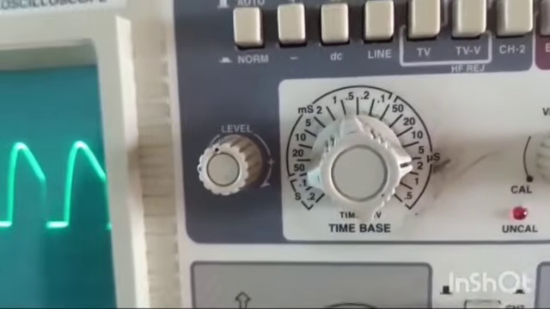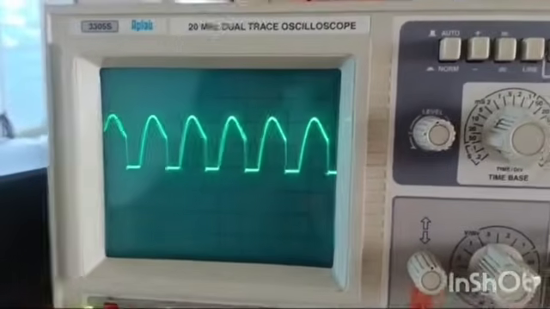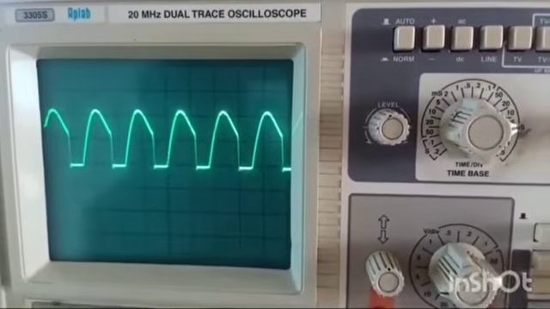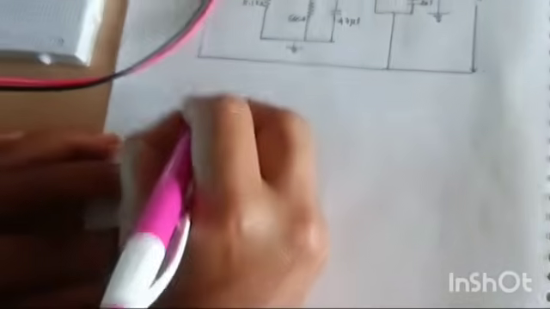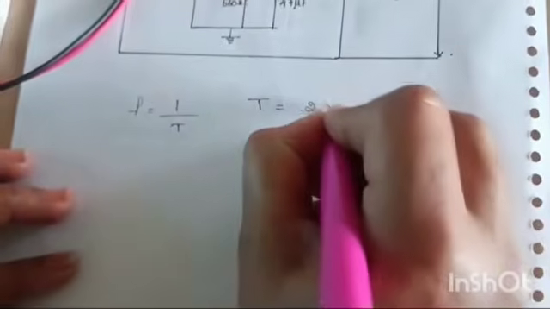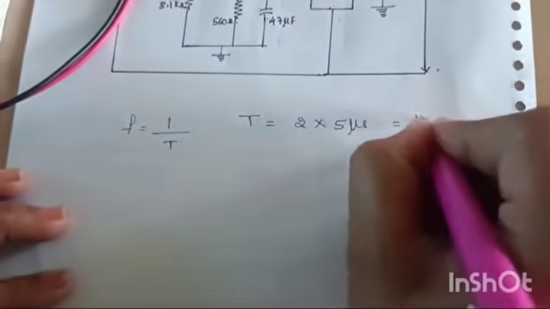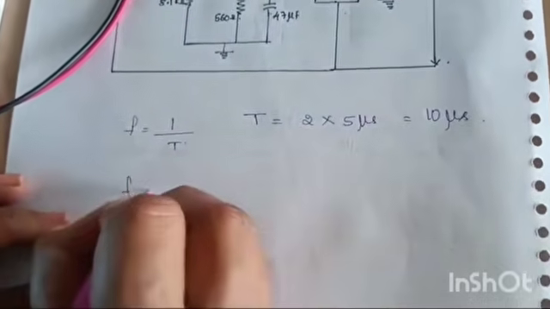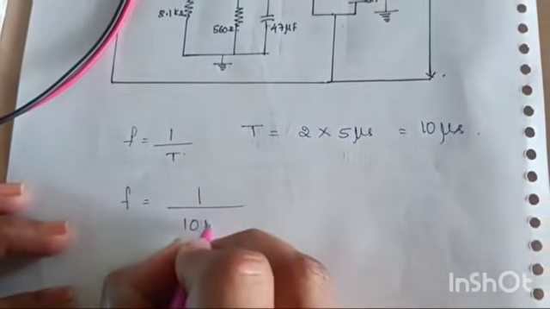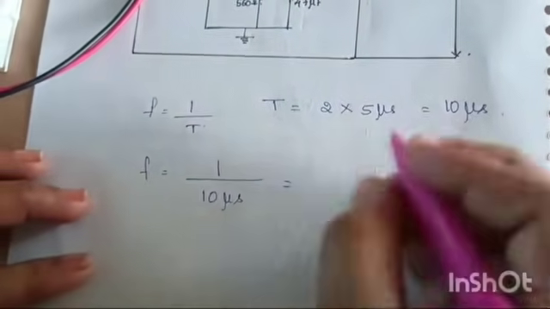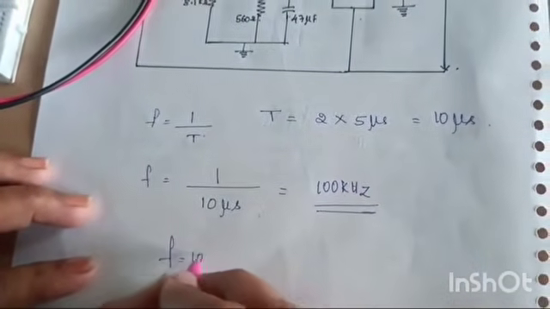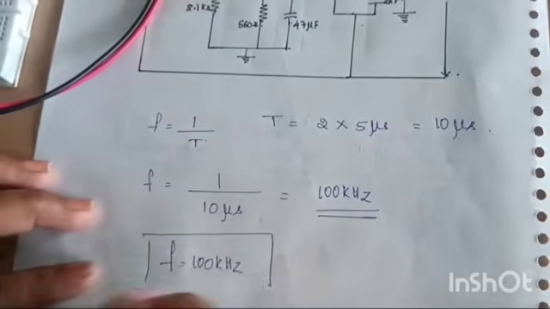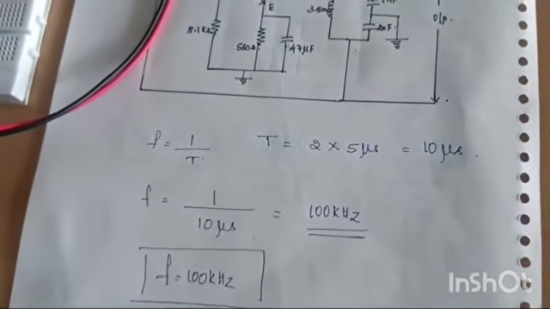But what we need is frequency of oscillation. What is the frequency of oscillation? It is the inverse of time. That means F is equal to 1 by T, is the frequency of oscillation. What is the T we got? We got it is 2 into 5 microsecond. That means it is 10 microsecond. But I want frequency. So what I do, it is 1 divided by 10 microsecond. If I take it to the numerator, it will give approximately 100 kilohertz. The frequency of oscillation is 100 kilohertz. Okay, this is what the experiment is all about. Thank you.